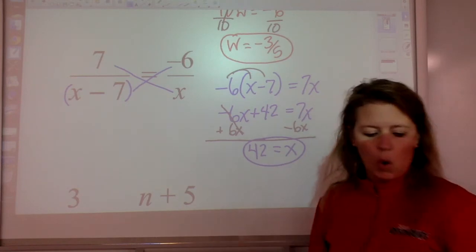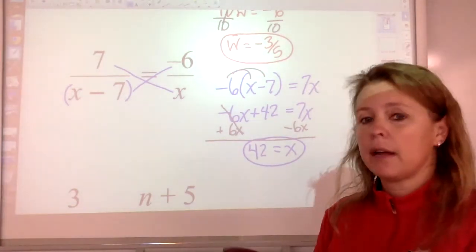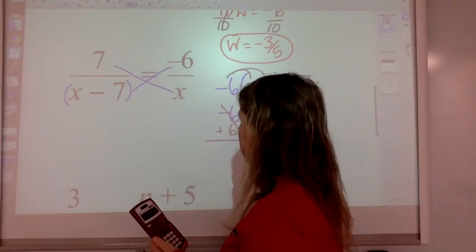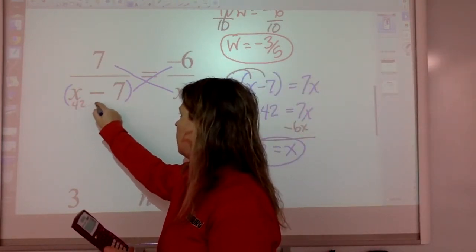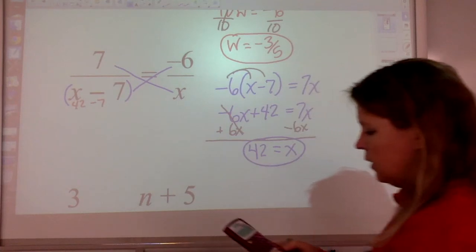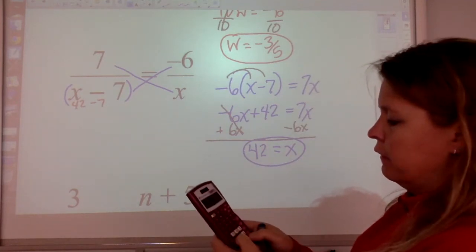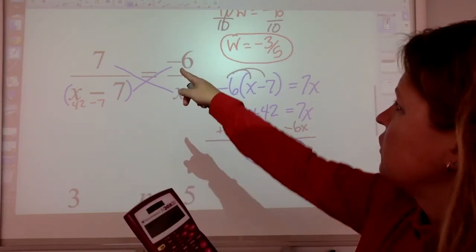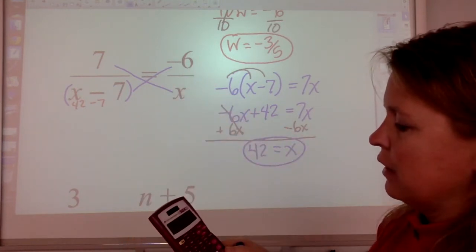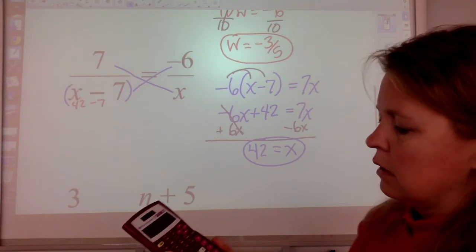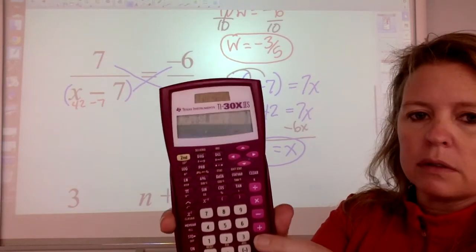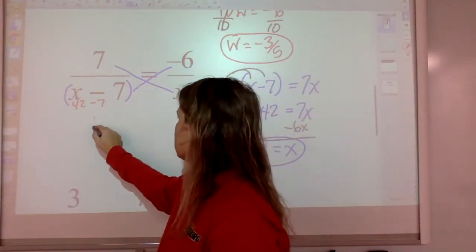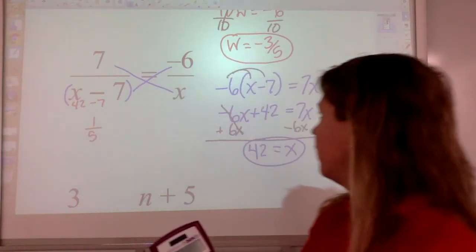Want to check your answer? Because I tell you that you have to check your answers all the time. Okay, get used to it. If you put in a 42 right here, find out what 42 minus 7 is, you get 35. 42 minus 7 equals 35. So the fraction up there would be 7 fraction 35. Hit equals. 1/5. So this fraction on this side, this ratio reduces to 1/5.